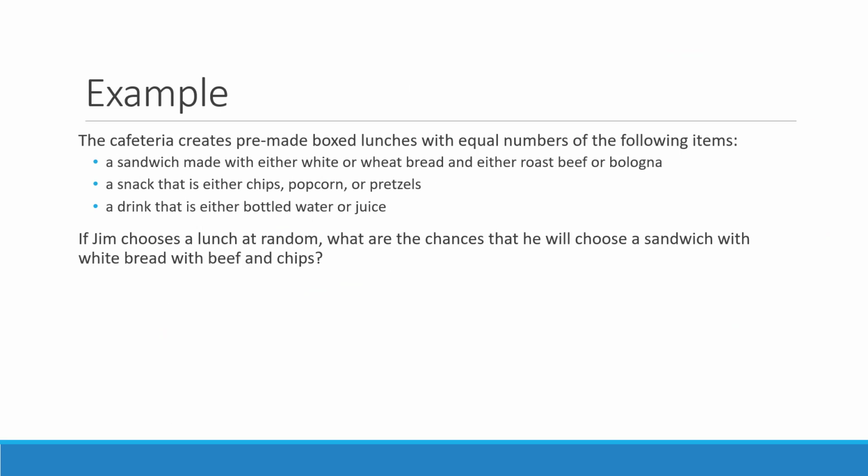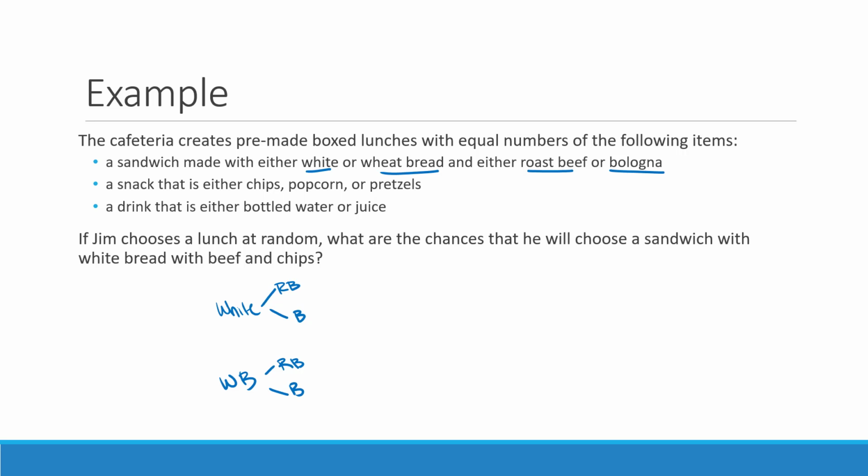So let's look at an example of a question that you may see in Ed Ready. So it says the cafeteria creates pre-made box lunches with an equal number of the following items. The sandwich can be made with either white or wheat bread. So that's my first option. I've got white or wheat bread. Now with each one of those, you can either have roast beef or bologna. So that's my second option, roast beef or bologna.